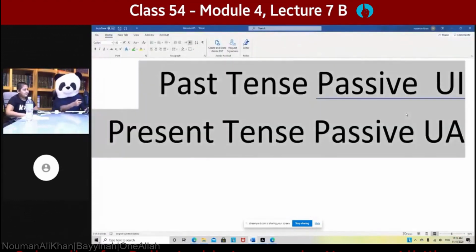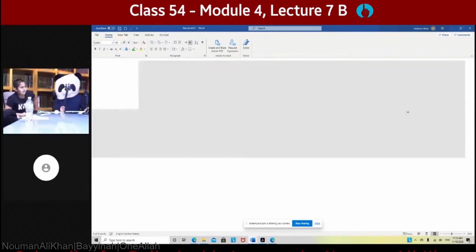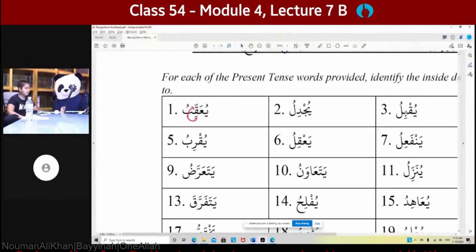Read that carefully. Past passive, ui. Present passive, ua. What is this? This is present passive. What does it want? It wants to be present passive. Right. So is it number 5? Yes, number 5.